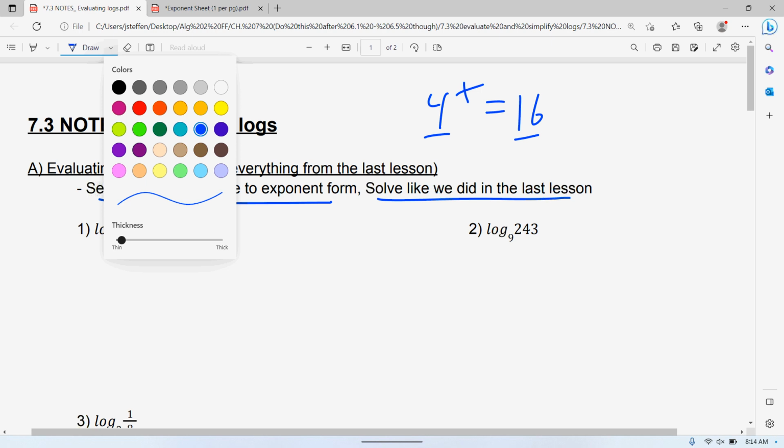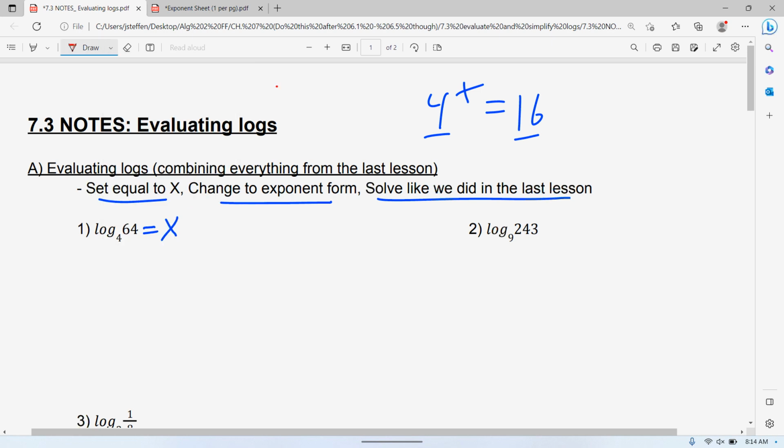Now hopefully you guys remember this. If not, look at your notes, watch the video from the last lesson. But in exponent form, your base number is your base of your exponent. Your answer, what it's equal to, is your exponent, and this one is equal to that 64. So we have 4 raised to x is equal to 64.